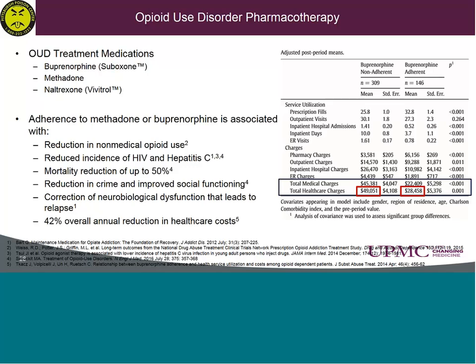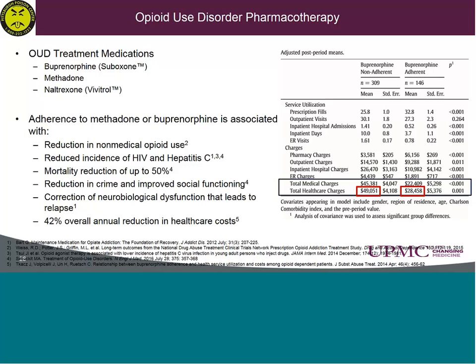But in larger studies reviewing adherence to methadone and buprenorphine, we see reductions in non-medical opioid use, incidence of HIV and hepatitis, reductions in mortality, reductions in crime with improvements in social functioning. Probably most importantly is correction of the actual disease. Addiction and use disorder is a medical disease. There are biochemical changes in our brains that occur as a result of a combination of genetic, environmental, experiential factors, as well as exposure to substances that actually change the way that our receptors and transmitters interact and function.